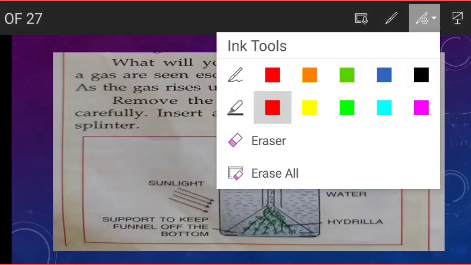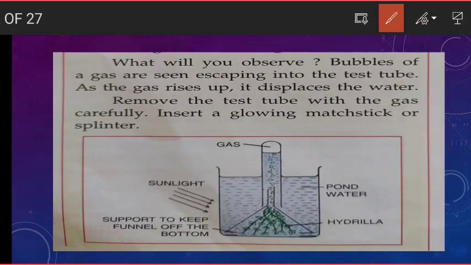Now here you can see the picture also. What will you observe? Bubbles of a gas are seen escaping into the test tube. As the gas rises up, it displaces the water. Remove the test tube with the gas carefully and insert a glowing matchstick or a splinter. What will you observe? That the glowing matchstick starts burning.